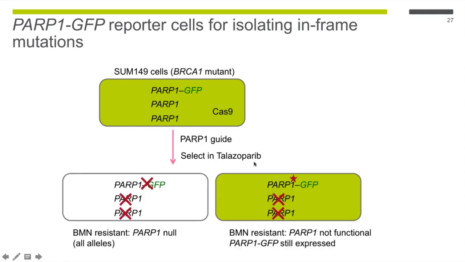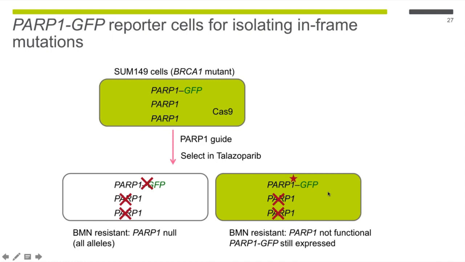And there are 2 possibilities for how that could occur. Either we'll get a complete knockout of all the PARP1 alleles in the cell, and they'll become resistant to BMN. So BMN is talazoparib. Or we could get mutations like we isolated from the screen that preserve the reading frame of PARP1. So these would be small, hopefully in-frame deletions, and these cells would still express the GFP.